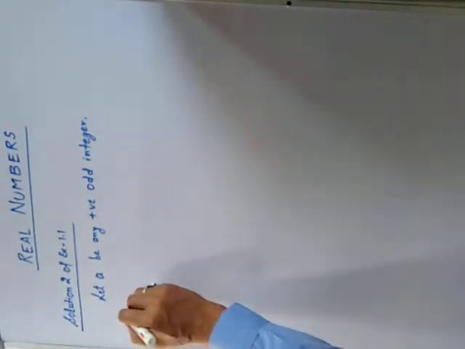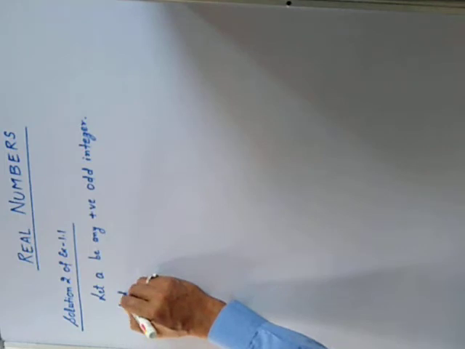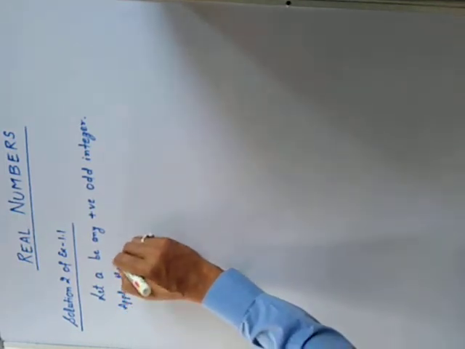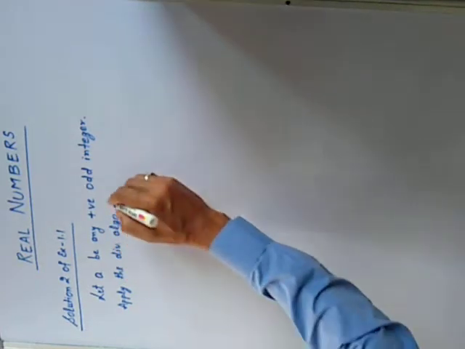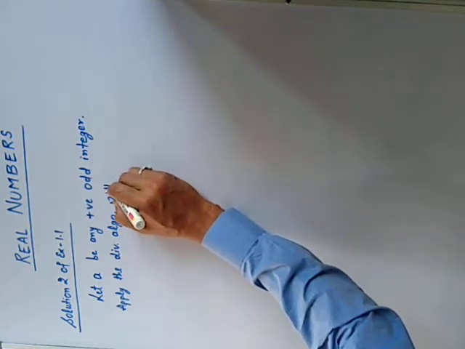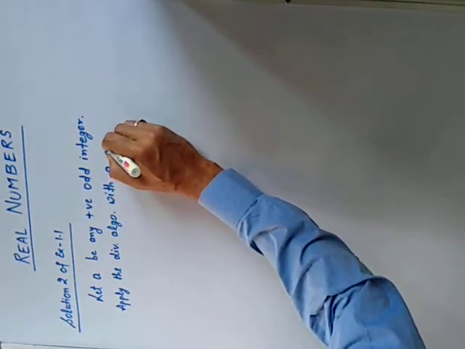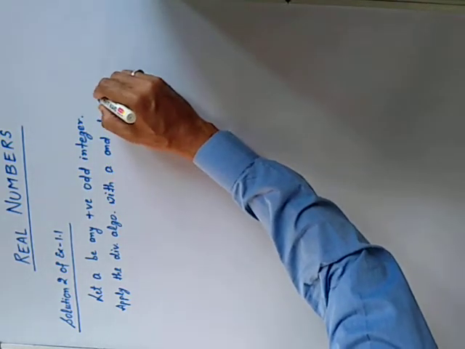Apply the division algorithm with a and b equals to 6. Why we have taken b equals to 6? Because in the question we have to prove that any positive odd integer is of the form 6q plus 1 or 6q plus 3 or 6q plus 5. That's why we have taken b equals to 6.